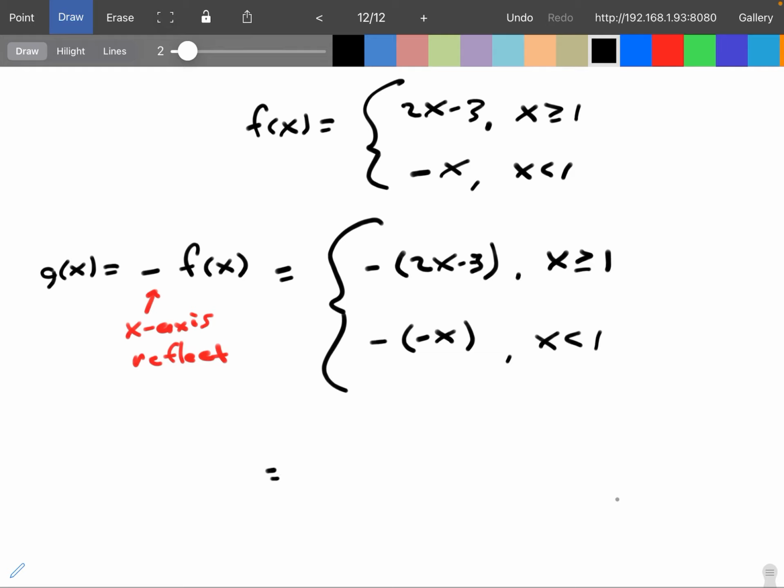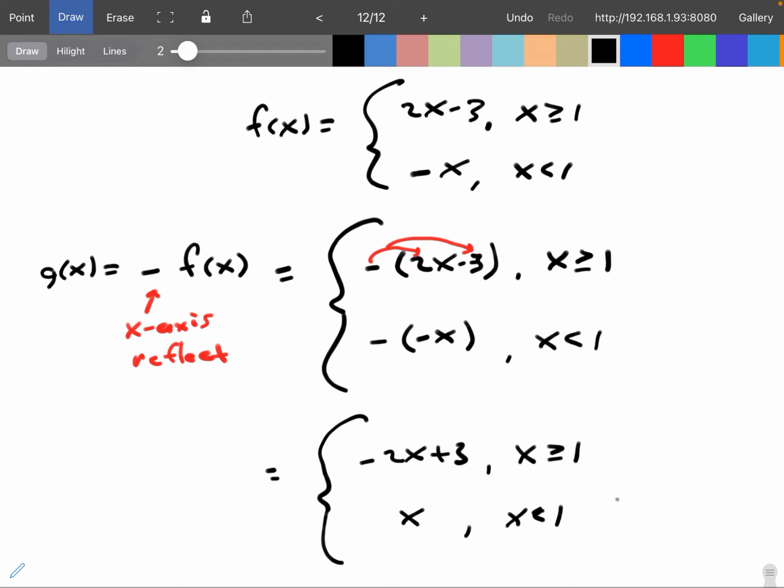Like that. And again, these domains are not going to change. So there we go. So now we simplify that. If we distribute this negative, like that, we're going to get a negative 2x plus 3, if the x's are greater than or equal to 1. And then a negative of a negative x, that's just positive x, and that's if the x's are less than 1.